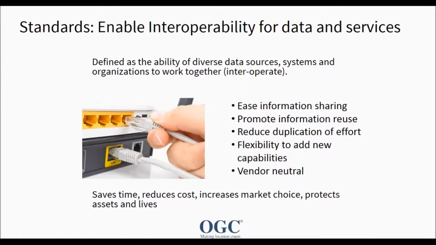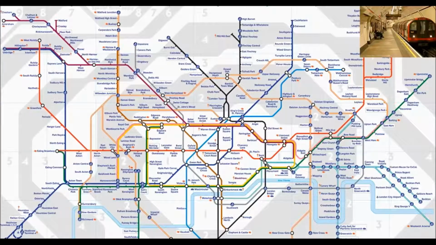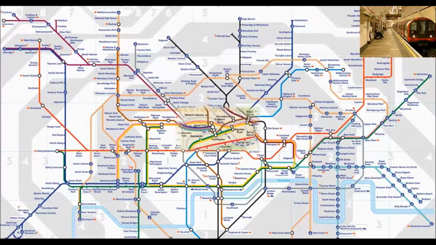So what OGC offers, and where I think the geospatial marketplace is quite advanced, is that there is a whole host of standards available that aid the interoperability for both data and services. Now, if you look at data, you might have seen a map like this, which is the tube network in London, which is pretty much posted in every tube station in the city.